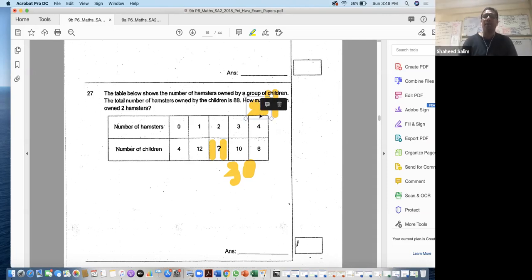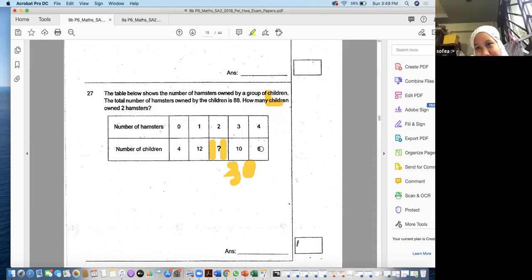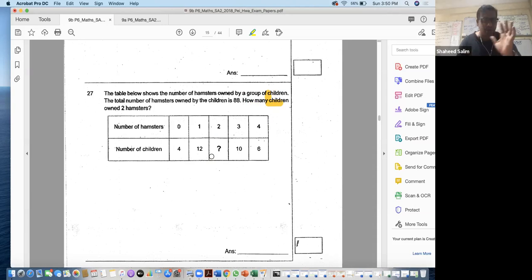Okay, so now we come back to this to see what this is. You see, this is a tricky question. Tricky, but it's not difficult. They tell you that the total number of hamsters is 88. Zahira, don't cover your head. Okay, now 88 altogether. So let us count them.